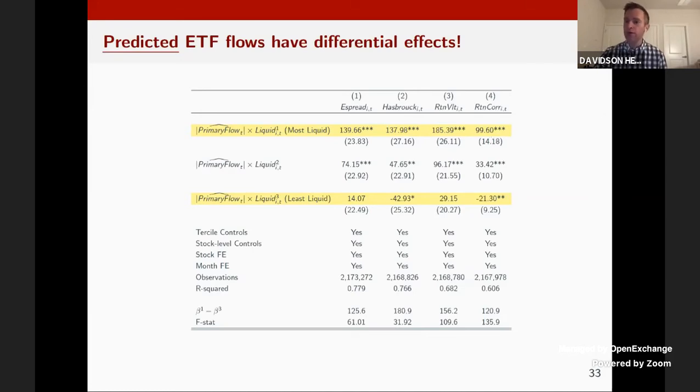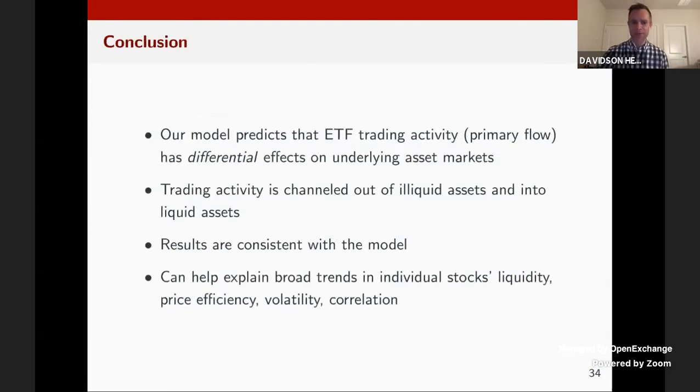Okay? So what we're finding is that even previously documented effects on asset markets that prior research has documented depend really, really sharply, and in fact, in some cases, even flip sign. If you look at the Hasbrouck measure of price inefficiency, I should say, or if you look at the return correlation, it actually flips sign depending on the asset's pre-existing liquidity. Okay, so that's the model, that's the data, and that's the paper. Thanks very much.